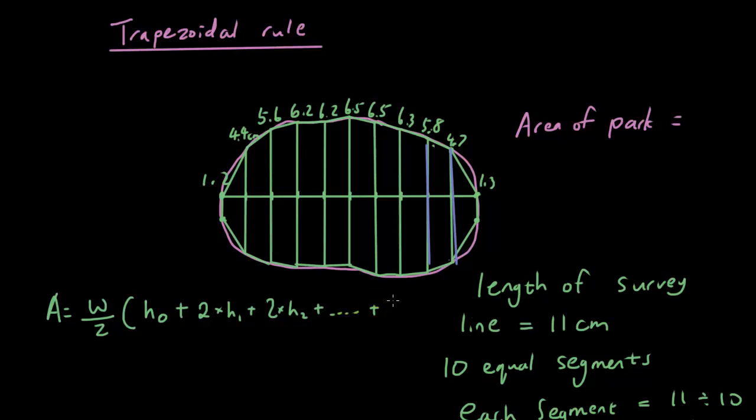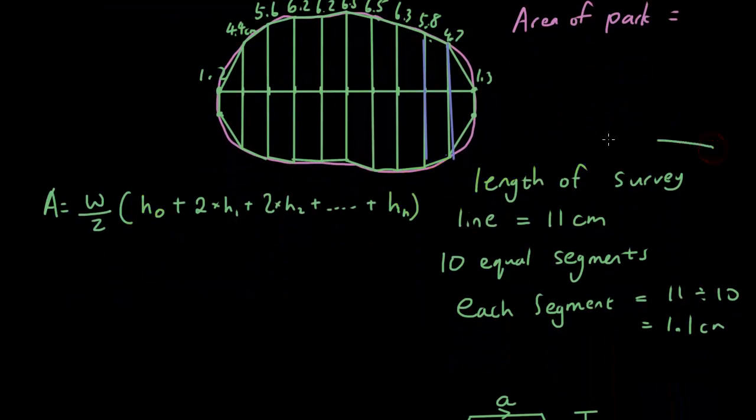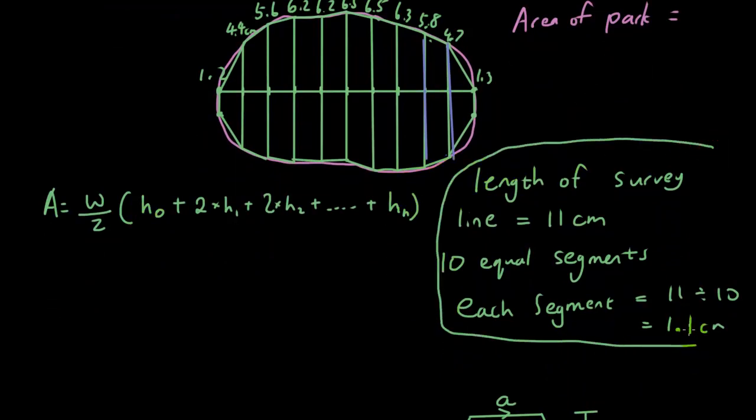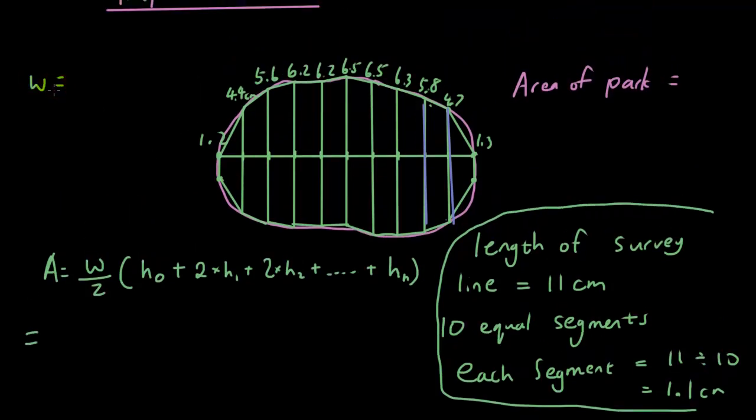plus HN. Now you have no idea what this means at the moment, but pretty soon you're going to understand that really well. Okay, so what does this mean? Let me just put a little divider here so it doesn't get mixed up. So all it means is W is the width between each segment. So W equals width of each segment.